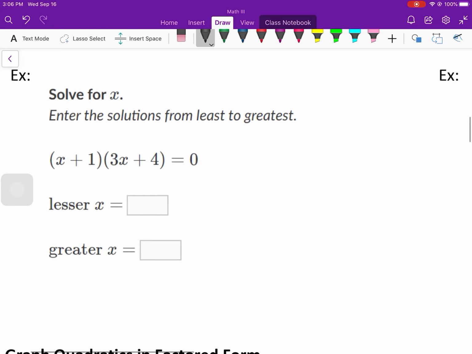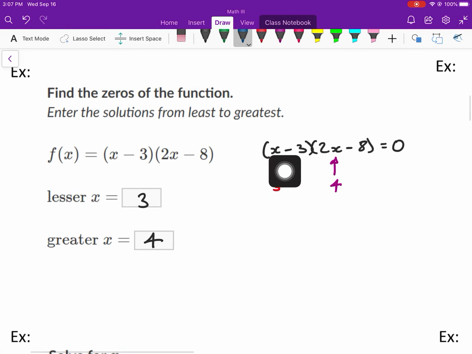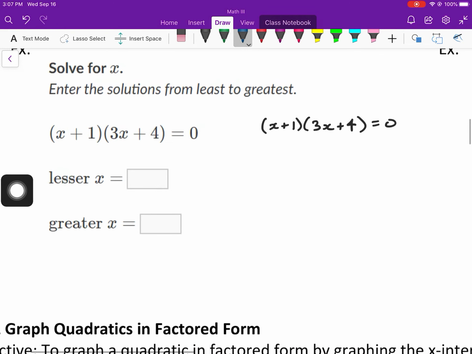Let's take a look at something a little bit more difficult, something that's a little less obvious. So we have x plus 1 and then 3x plus 4. Now I know negative 1 is a pretty obvious one. But what about this one over here? It may not come to mind right away. So what you can do, worst case, if you don't just see them, like this one we just saw, 3, 4, boom, it's done. But here, if it's not that obvious, you can take each factor, so x plus 1, set it equal to 0, and then take the 3x plus 4 and set it equal to 0. And then we're going to solve.